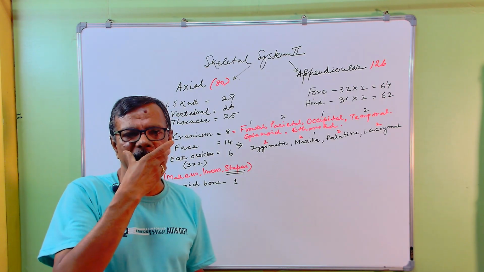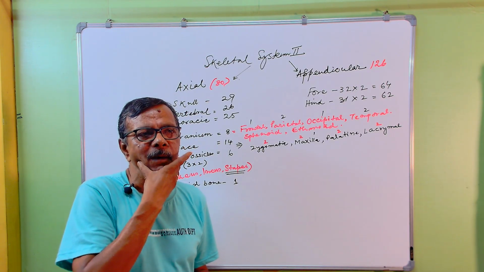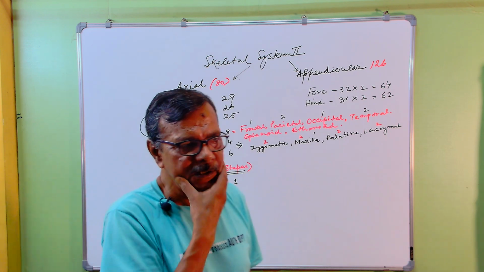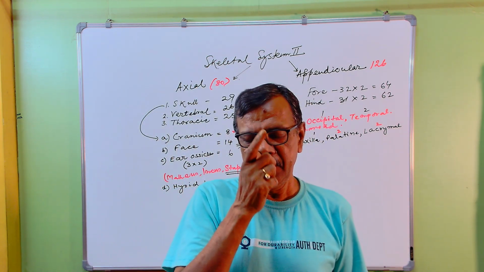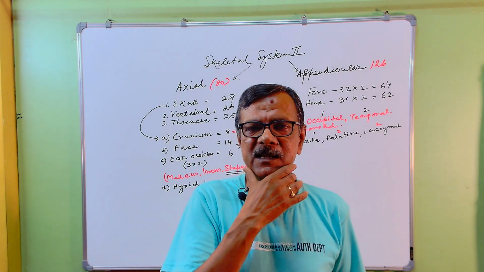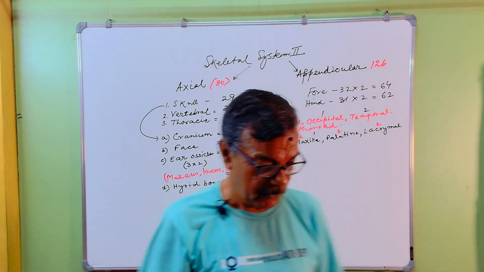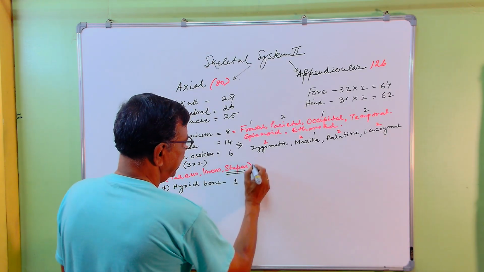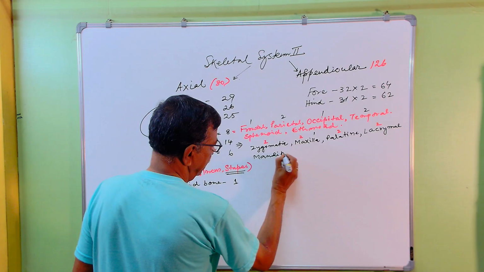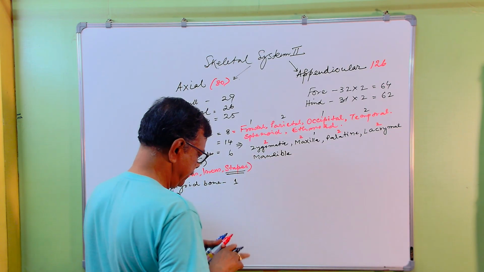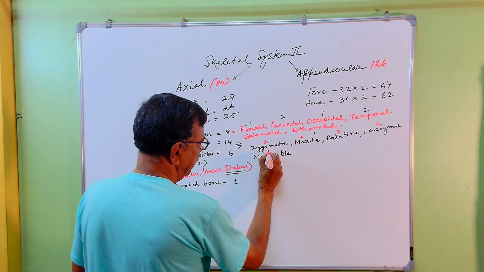Then, after the upper jaw, you come to the lower jaw. This lower jaw is a single bone, and it is the only movable bone of the skull. It is known as the mandible, 1.